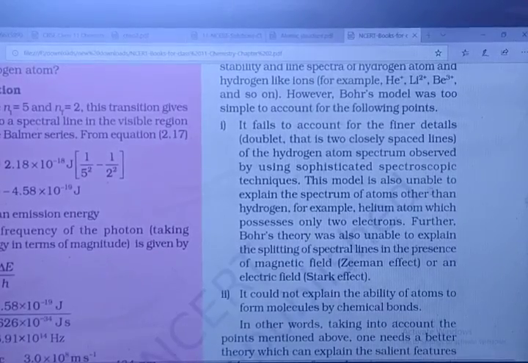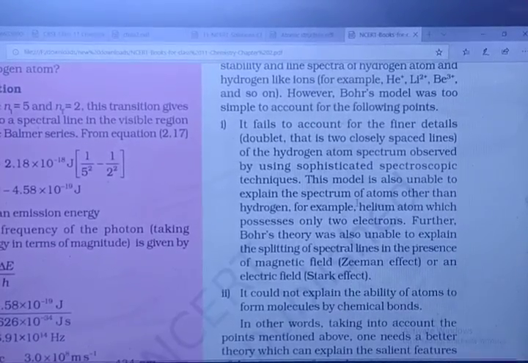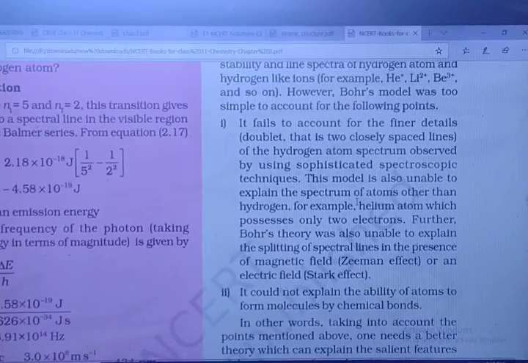This model is also unable to explain the spectrum of atoms other than hydrogen, for example, the helium atom, which possesses only 2 electrons. Further, Bohr theory was not able to explain the splitting of spectral lines in the presence of a magnetic field, that is the Zeeman effect, or an electric field, that is the Stark effect. Remember these words. Since Bohr had calculated only for the hydrogen atom, it was not able to explain even the helium atom, and it could not explain the spectral lines in magnetic and electric fields.